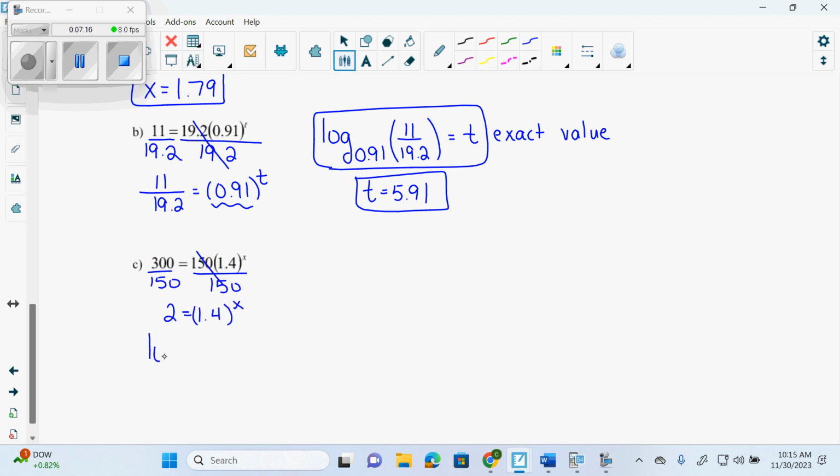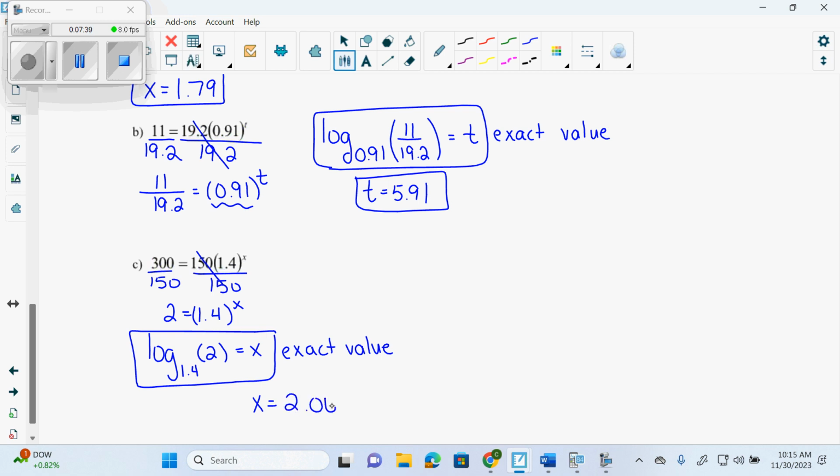And then I can convert. Log, the base of my exponent becomes the base of my log, so I get log base 1.4 of 2, and it equals x. That's my exact value. What is it to the nearest hundredth? Anyone know? 2 decimal places? Pardon? 2.06.